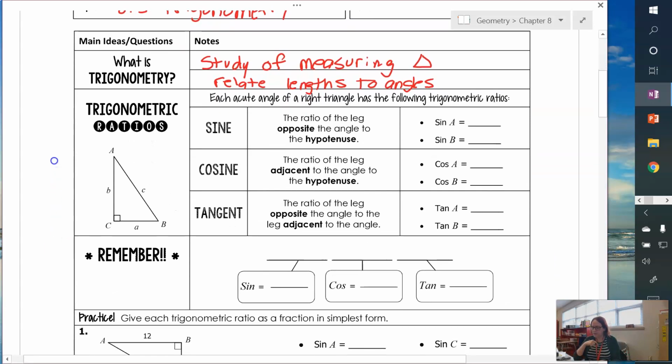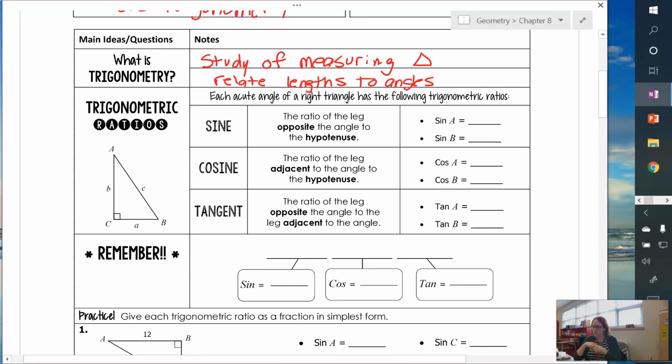The first thing to do is to learn about 3 of the ratios in trigonometry, and they are sine, S-I-N-E, cosine, C-O-S-I-N-E, and tangent. Now we abbreviate sine, S-I-N, and then cosine is C-O-S, and tangent is T-A-N. And these ratios work in right triangles.